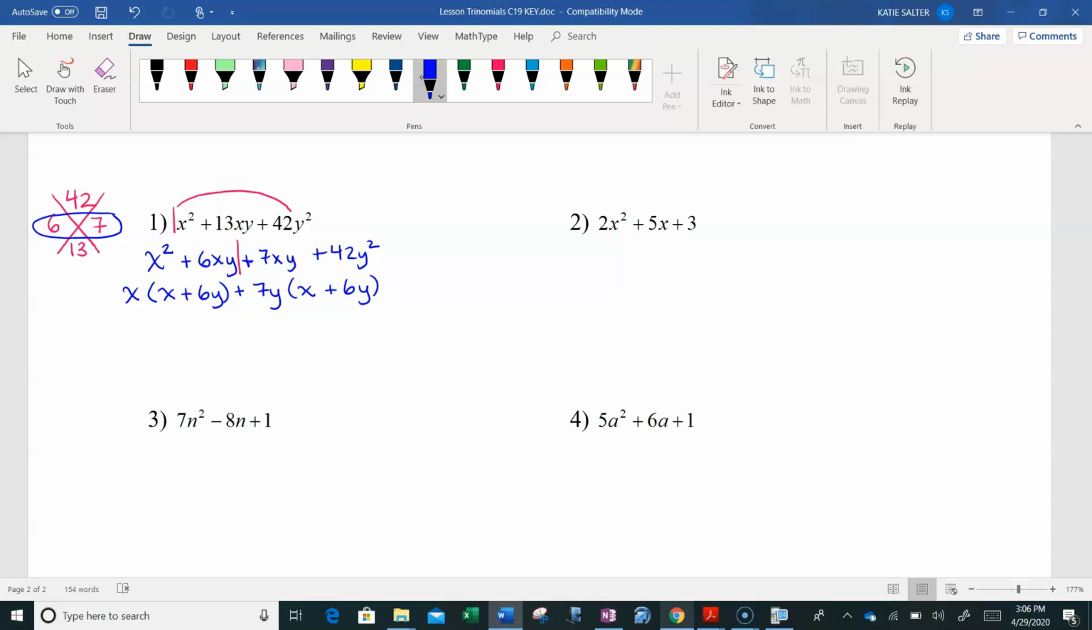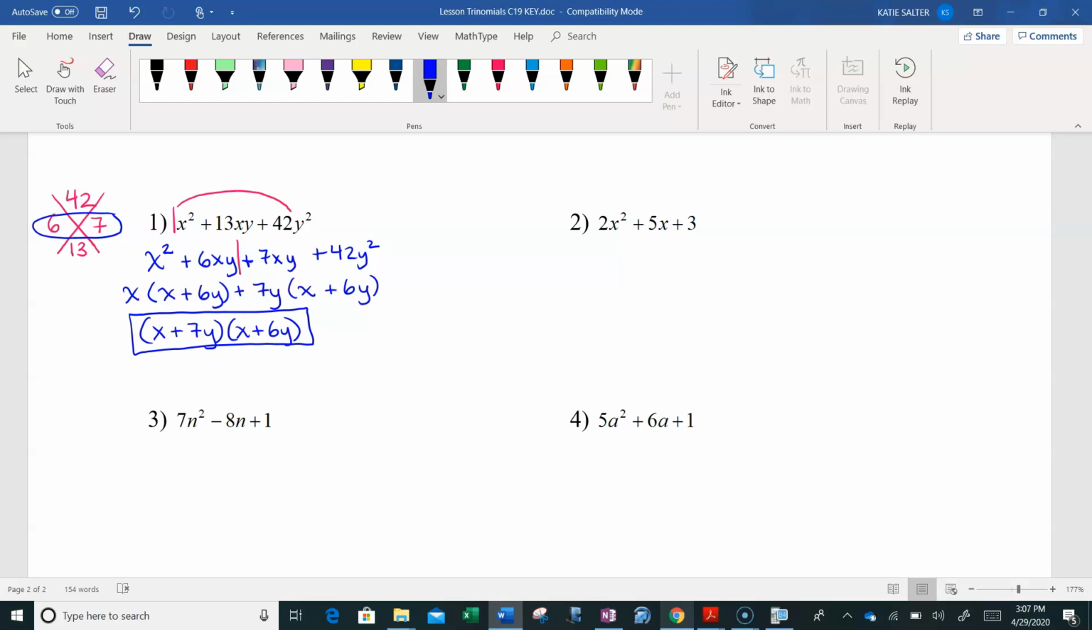Make sure your 2 parentheses are exactly the same. Put your GCFs together in a group, and then put your common group beside it. Remember, you only have your common group once, not twice. Technically, the order you write these factors in doesn't matter. If you wrote x plus 6y and then x plus 7y, it would be correct also. Both answers are correct. You can always check this by boxing or foiling back.